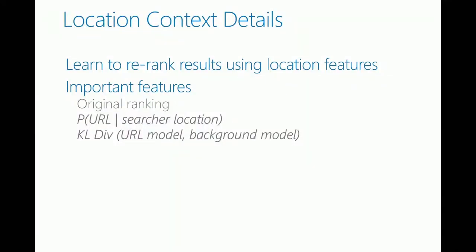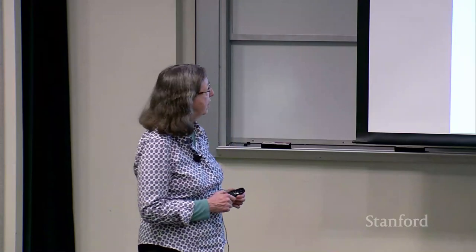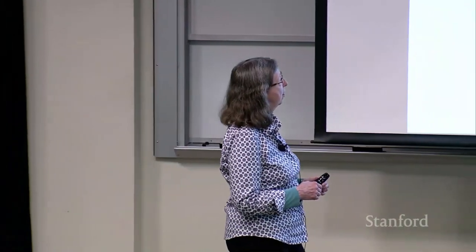What is this about? This just talks about the details of the ranking. It turns out that the most important features in improving search for given location information are the original ranking, not surprisingly, the probability that the URL is clicked on by others in this location, and the KL divergence of the location model for the particular URL versus a global model.